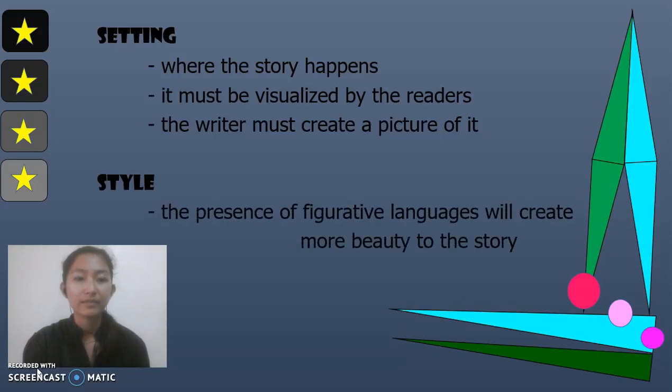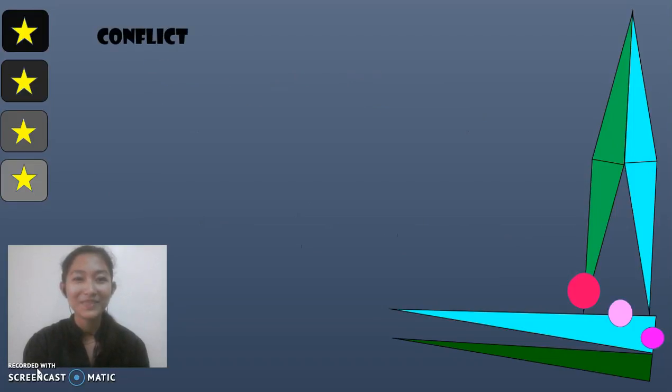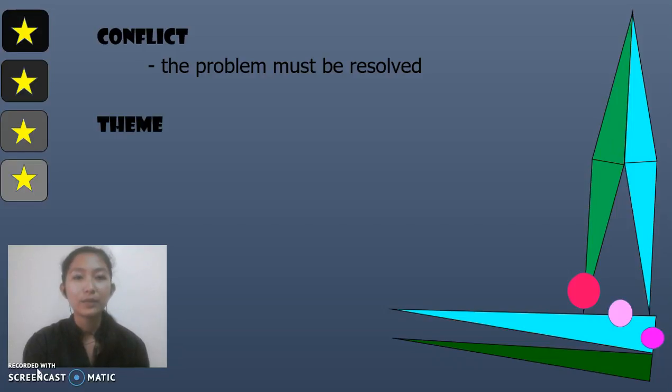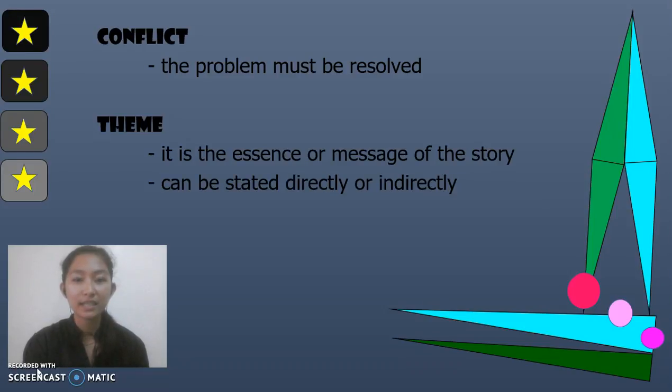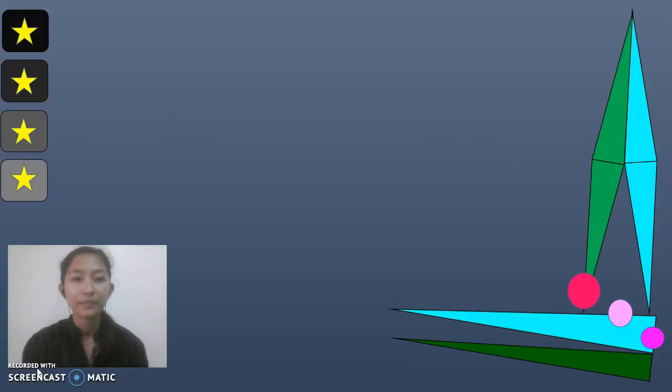Next is the style. The presence of figurative language will add more beauty to the story, such as simile, metaphor, irony, hyperbole, and the like. Using figurative language will also make your narrative writing unique, so you must use it wisely. Next, conflict. It is the problem of the story that must be resolved. Then next, we have the theme. It is the essence or message of the story, and it can be stated directly or indirectly.